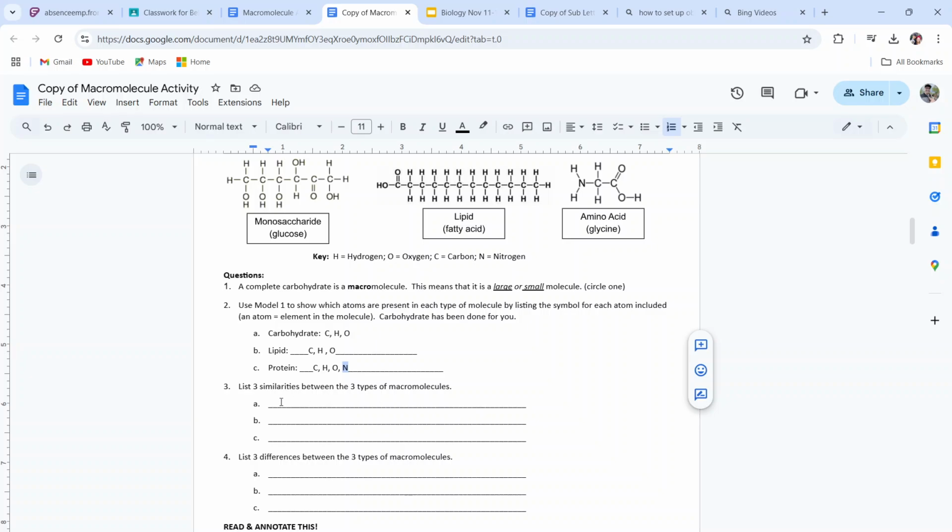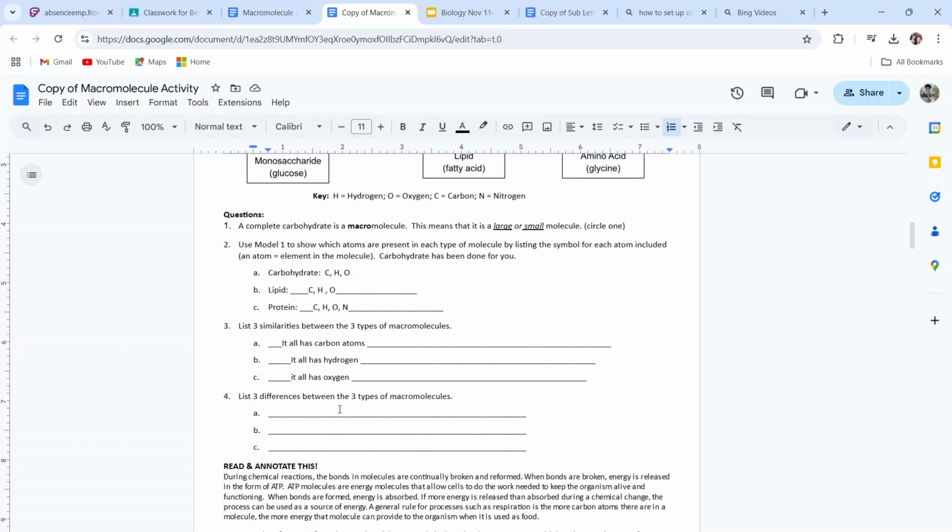Some of the similarities that we could list. There are many different things that you could list here, and it could all be working fine for me. I could see you saying things like it's all made out of carbon. I could see you say something like it all has hydrogen, and it all has oxygen. We could also see that we have this backbone of carbon. It's just that the chains of them are different lengths.